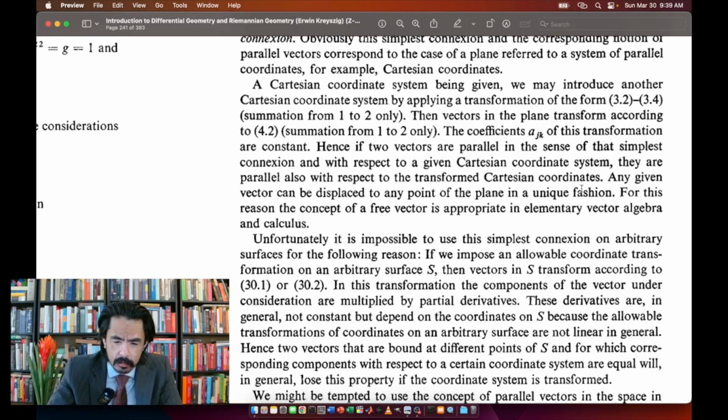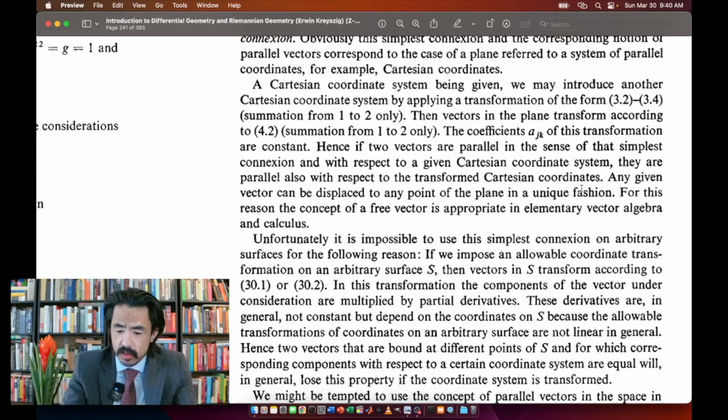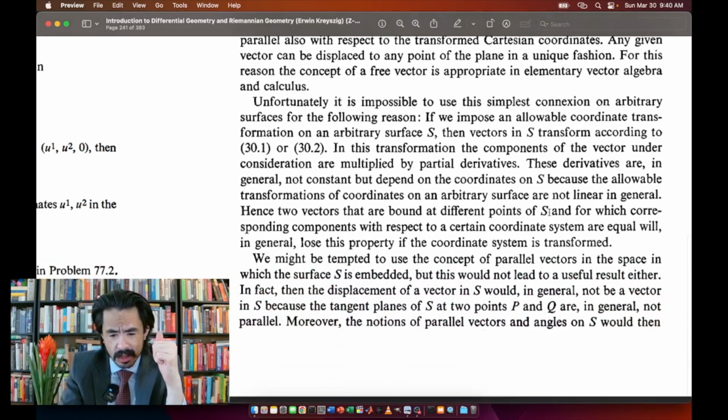Any given vector can be displaced to any point of the plane in a unique fashion. For this reason, the concept of a free vector is appropriate in elementary vector algebra and calculus. So this is just everything we already know so far. This is just elementary baby talk.